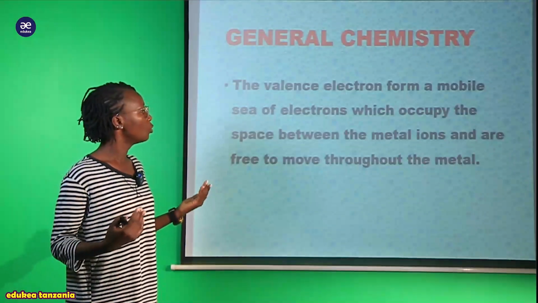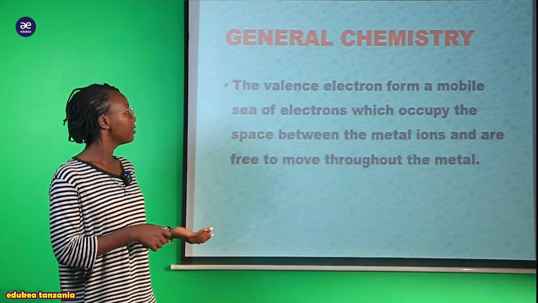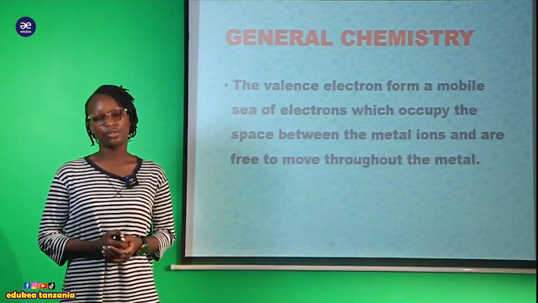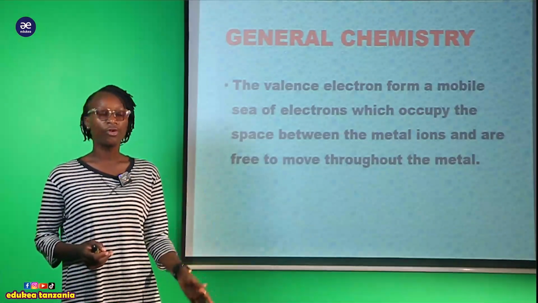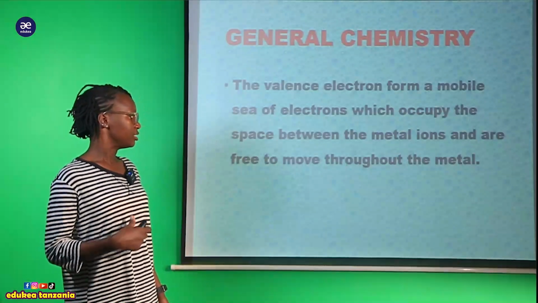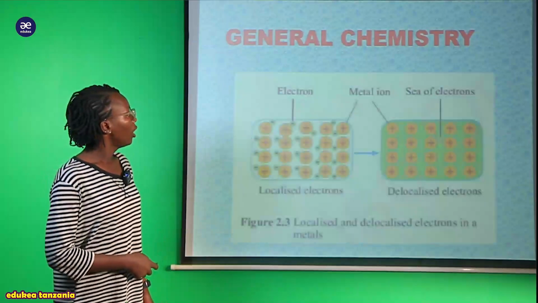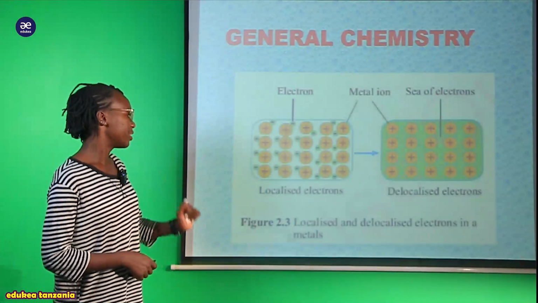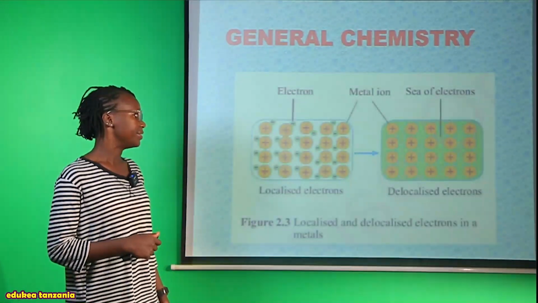So they are free to move because they form this mobile sea of electrons. Kwa hiyo utaona zina move as much as possible. Okay, so now this is our figure, this is our figure 2.3.